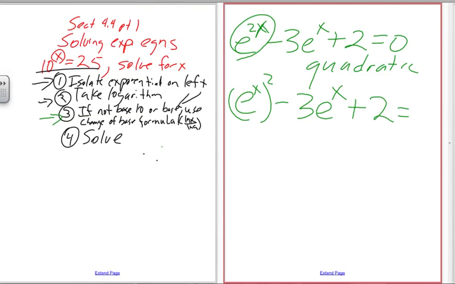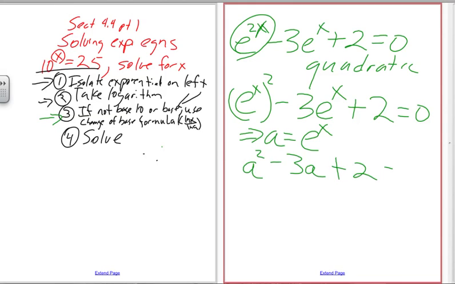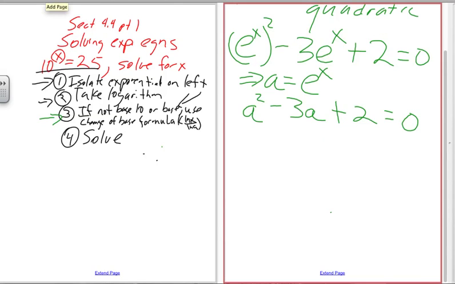2 equals 0. Okay, now you may still have a little bit of trouble, so let's do a change of variable where I'm going to change e to the x for a. So I'm going to come back in and let a equal e to the x. So now I'm left with a squared minus 3a, you see I'm just putting an a in everywhere I've got an e to the x, plus 2 equals 0. Okay, now this thing you should be able to recognize as a quadratic.